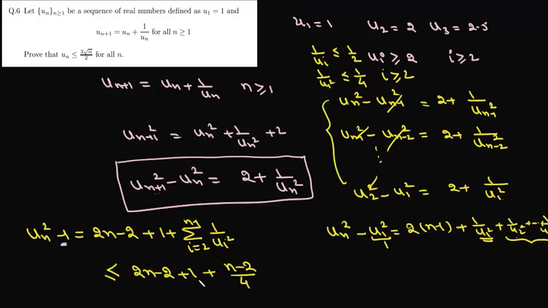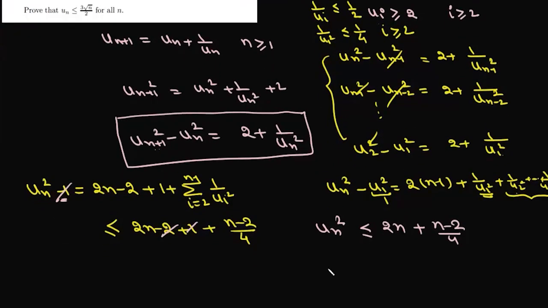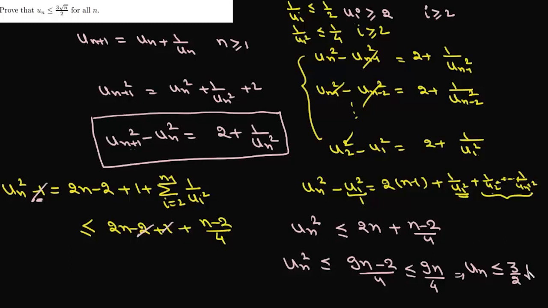So we'll take this 1 on the right hand side. So the 1 and 1 will cancel, and we can write un² is less than or equal to 2n + (n-2)/4, or un² is less than (9n-2)/4. Now this (9n-2)/4 will be less than 9n/4. If we take the square root on both sides, we can write un is less than (3/2)√n, which is what we needed to prove in this question.